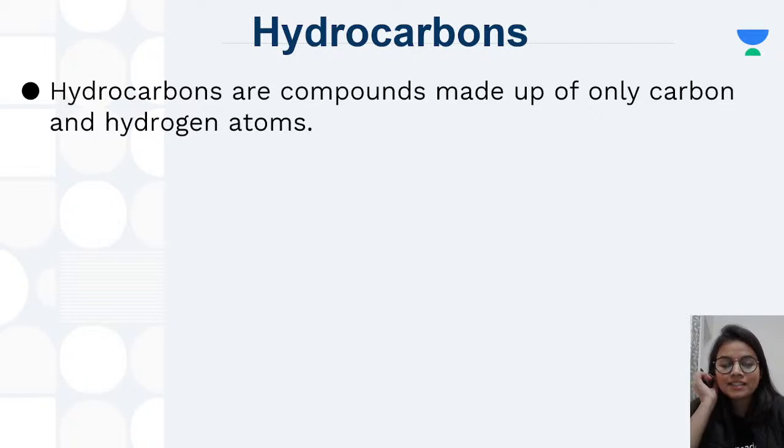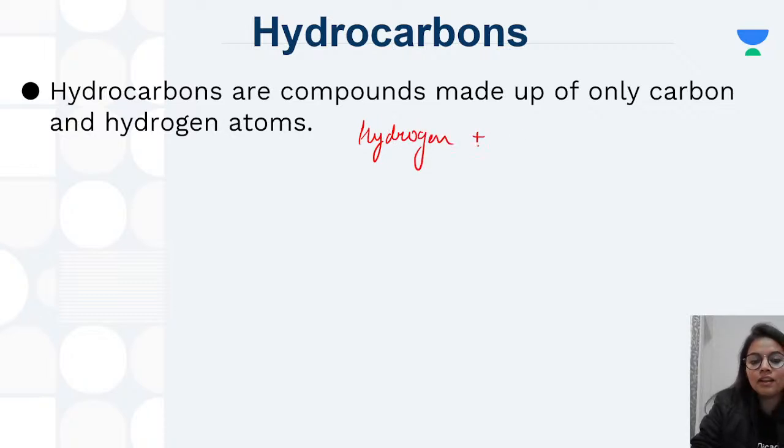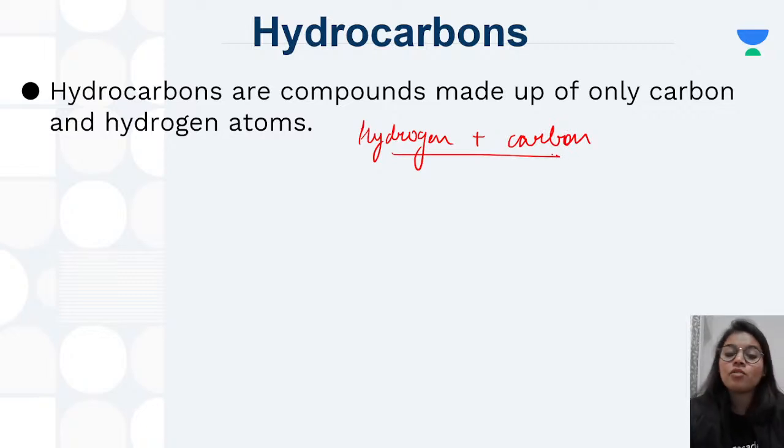Alright, so let's quickly start with hydrocarbons. Okay, so in our last class we had a quick introduction to organic chemistry, right? And today we are going to basically focus on hydrocarbons. So hydrocarbons, what are hydrocarbons? It is hydrogen plus carbon. So basically the compounds which are made up of only hydrogen and carbon atoms, they are known as hydrocarbons.